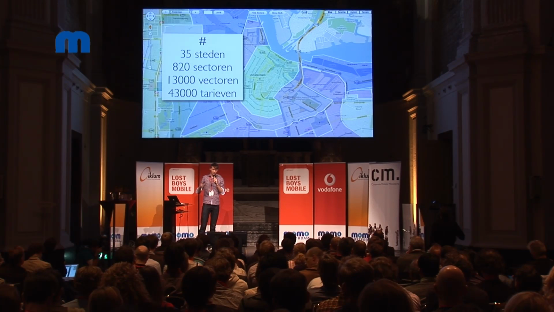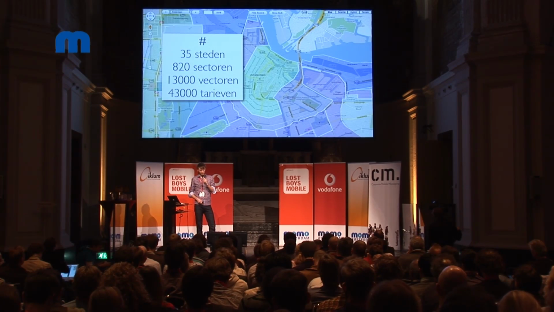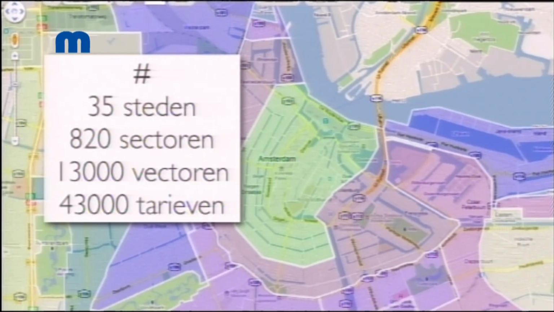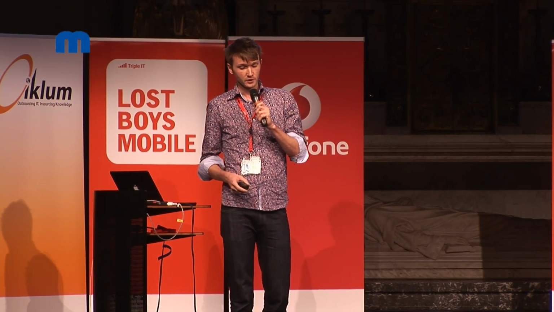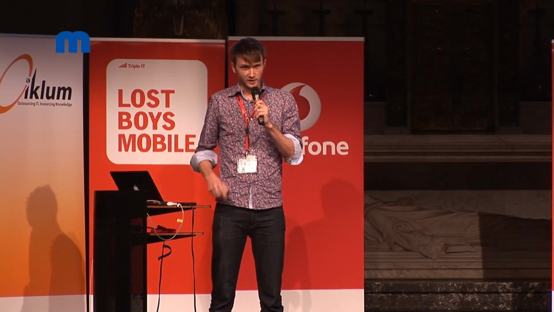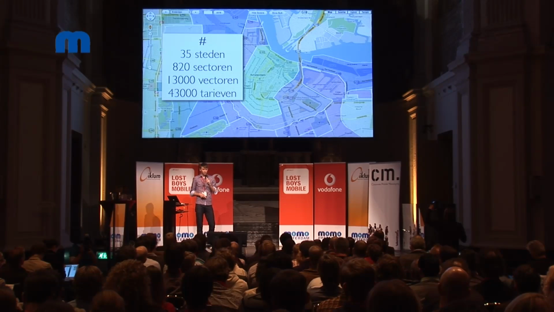Since the theme of today is data, I thought I'd share some of the numbers that are in there. On the back, you see a screenshot from the management interface. That's of course not available for the user, but just to give you an idea about the amount of data that is in there. Right now, there are about 35 cities, 820 zones, or sectors. Polygons, basically, made up of 13,000 points and 43,000 rate data points. This is quite a lot of data for an iPhone.